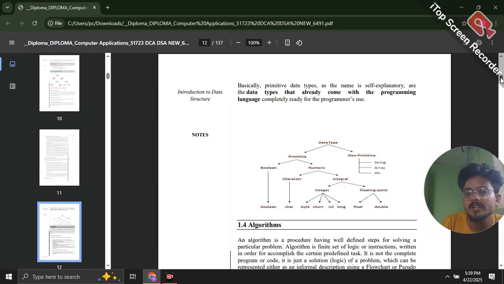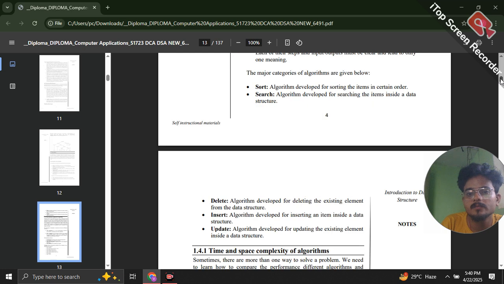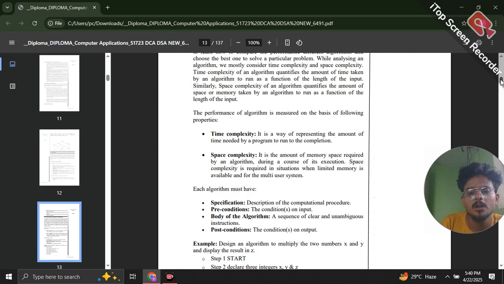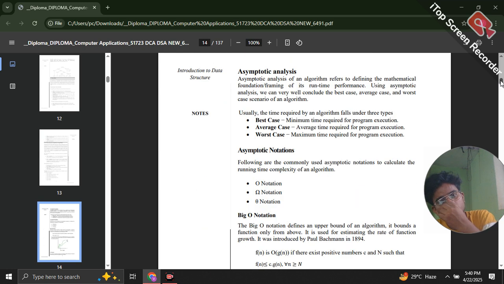Let's move to the next page. Then deletion, an algorithm developed for deleting. Insertion means input is coming from some side. Update, updation of data. Time and space complexity of algorithms. What is time complexity? It is a way of representing the amount of time needed by a program.